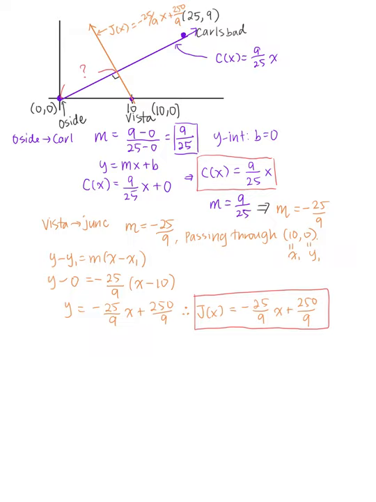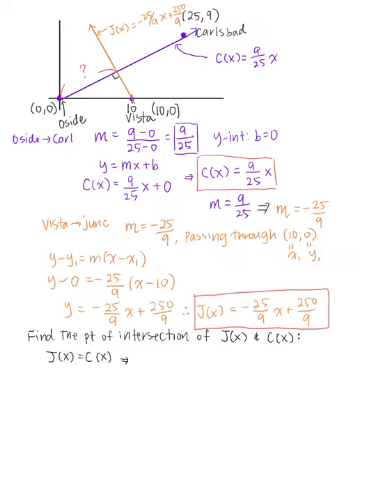I'm going to write everything out. Next we want to find the point of intersection of j of x and c of x. All right, so let's do it. Here, j of x equals c of x.